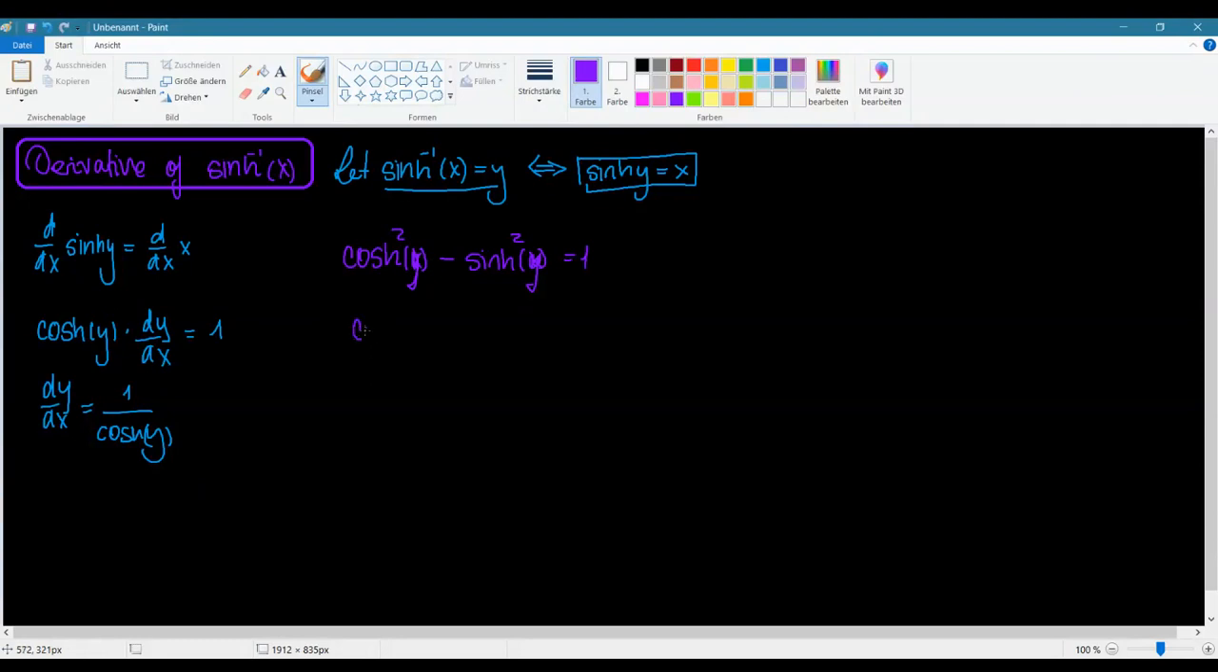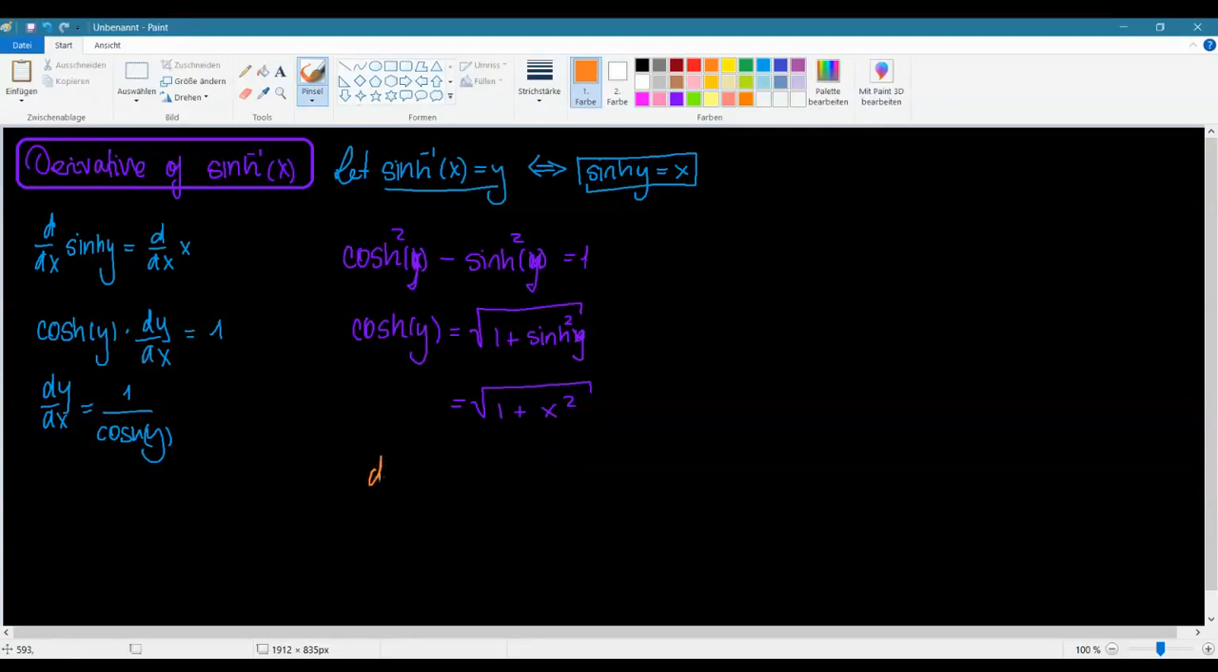So we're going to end up with hyperbolic cosine y is the square root of, because there's a square here, right? So to get it, we need to take the square root of the other side. 1 plus hyperbolic sine y squared. Well, we know that hyperbolic sine y is x. So this actually is the square root of 1 plus x squared.